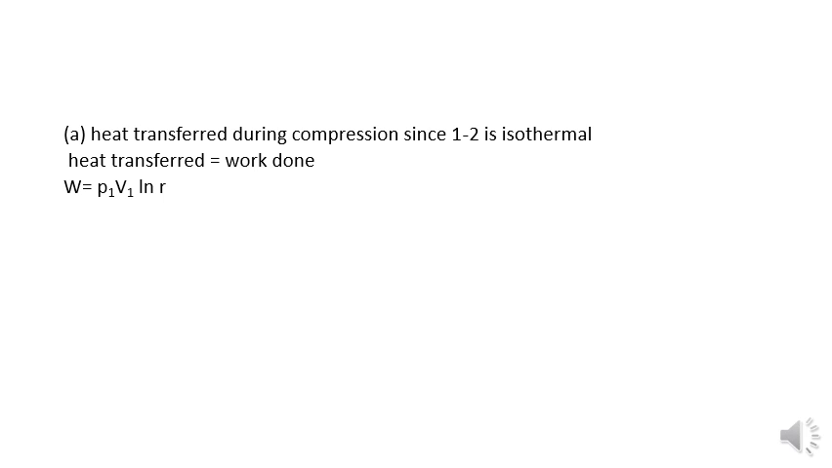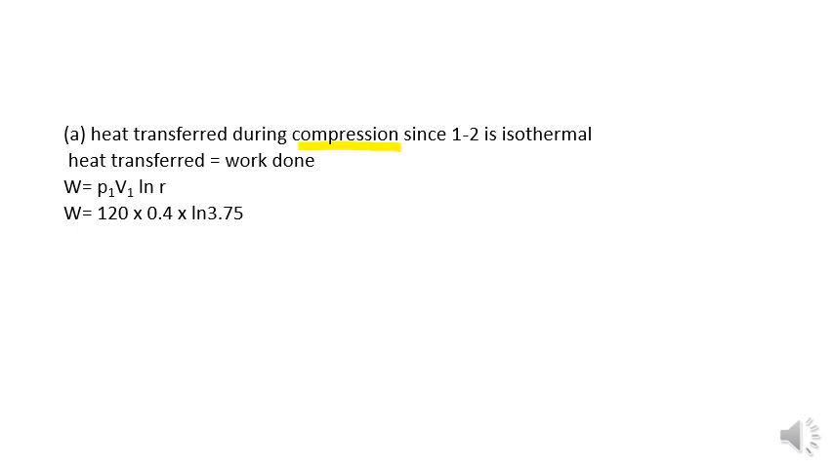R is nothing but the compression ratio, V1 by V2. If it were an expansion, we would have to write V2 by V1. But in the problem they clearly mentioned that it is a compression. Compression means R is equal to V1 by V2. If it is expansion, R is equal to V2 by V1.